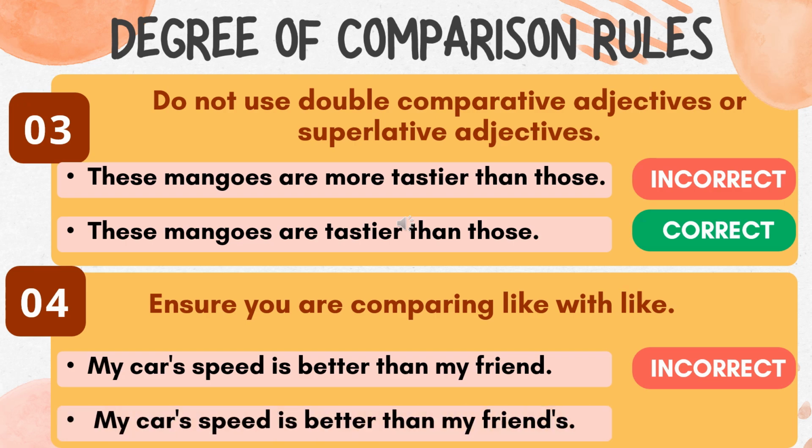Next. Ensure you are comparing like with like. The two things being compared must be logically equivalent. You cannot compare the quality of one thing to the entire other thing. Example from the slide: my car's speed is better than my friend. Incorrect. My car's speed is better than my friend's. Correct. The correct sentence compares my car's speed to my friend's speed, making the comparison logical and parallel.